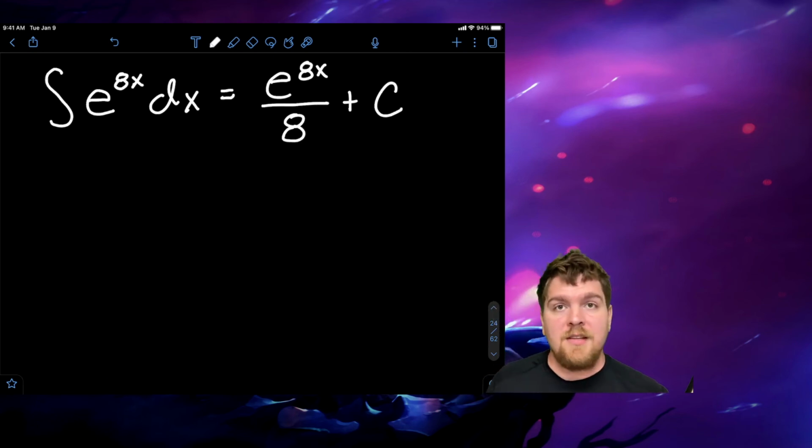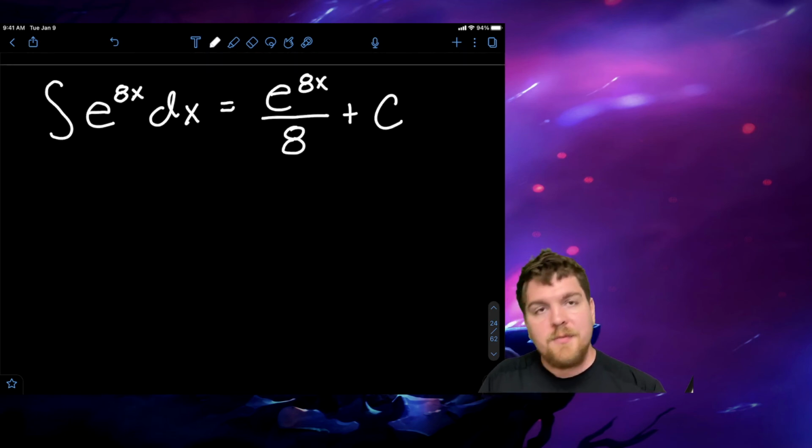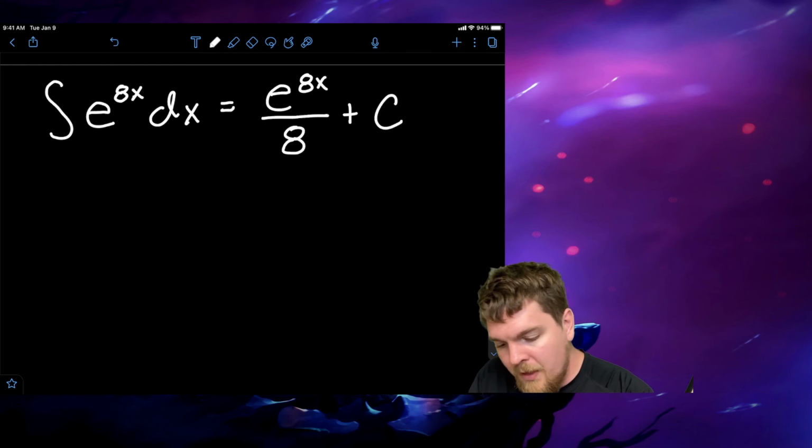And the reason for this is because I'm quickly doing a u substitution in my head. I'm actually thinking about how I would undo the chain rule from differentiation. But let's think about what the u substitution would look like here. Right? So the u substitution for this problem would actually go something like this.